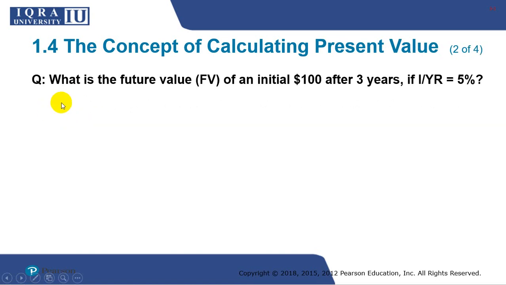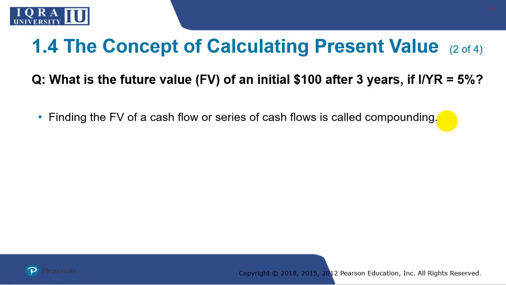So what is the future value of an initial $100 after 3 years, if the interest rate per year is 5%? Here the interest rate terminology is a little changed. Before we were using R, here it's given as I. So here we will find the interest rate factor.